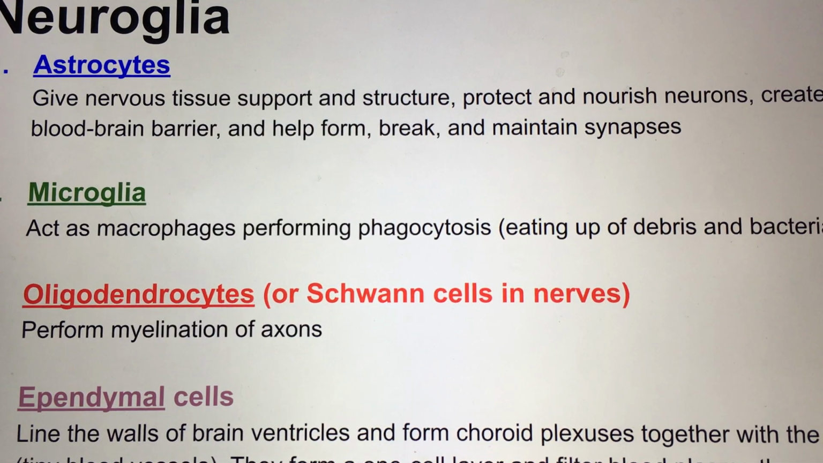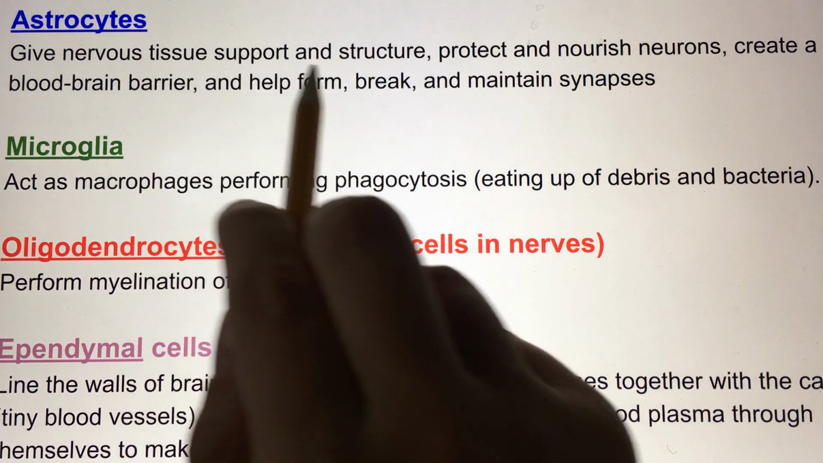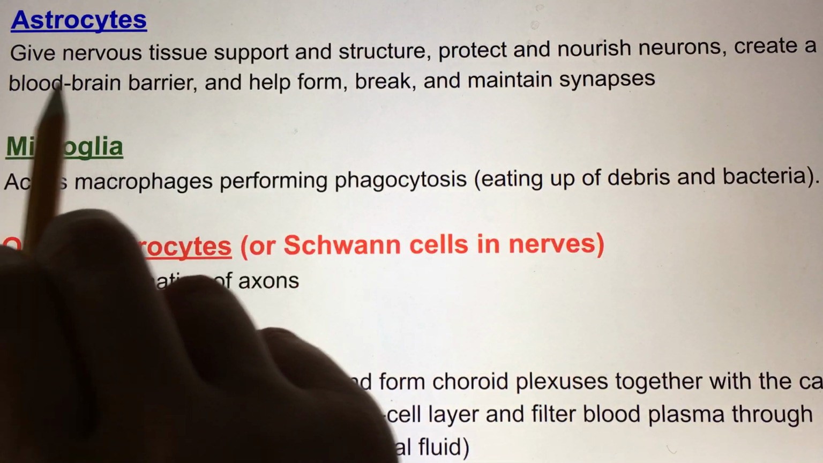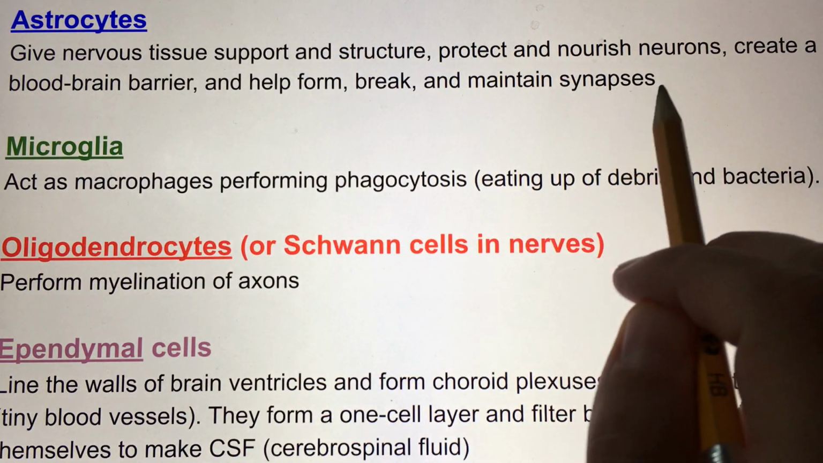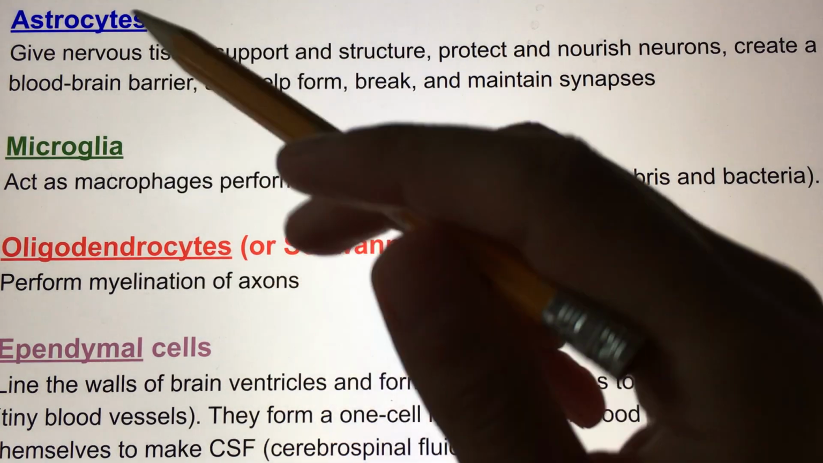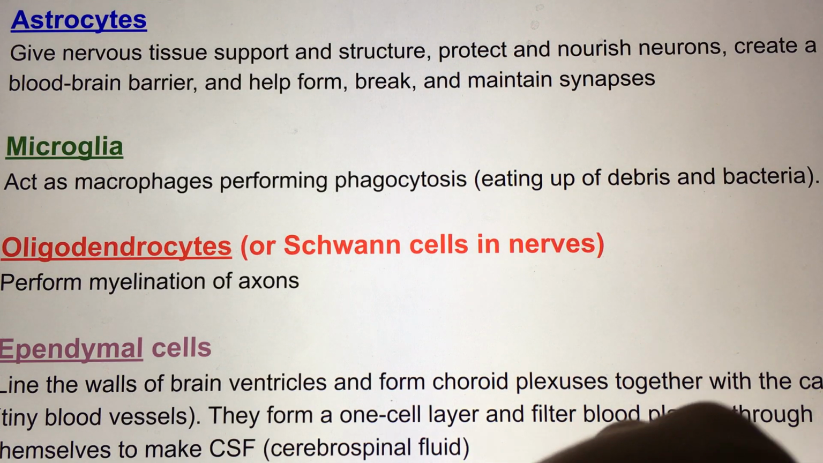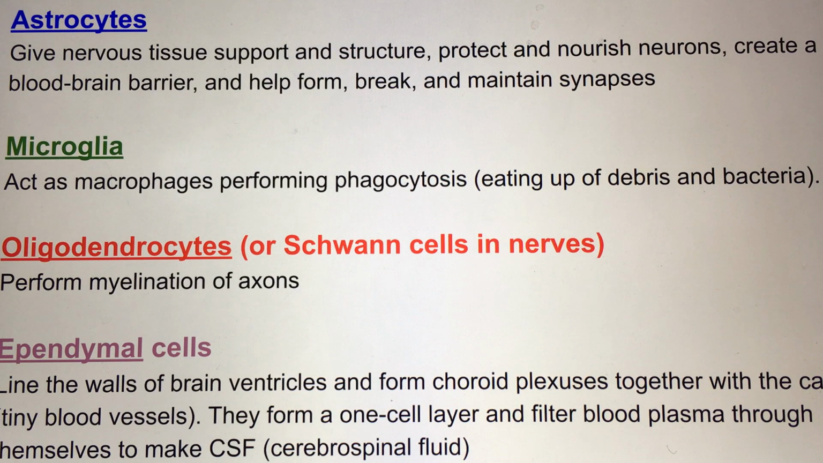Here's the summary of the functions of these neuroglial cells. The astrocytes give nervous tissue support and structure, protect and nourish neurons, create a blood-brain barrier, and help form, break, and maintain synapses, the connections of neurons to other neurons in the brain specifically. All of these are the neuroglia present in the brain and the spinal cord, but not in the nerves, because nerves belong to the peripheral nervous system. They have different types of neuroglia assisting them. So here we're only talking about the connections between the neurons and other neurons, because there's only neurons in the brain and the spinal cord.